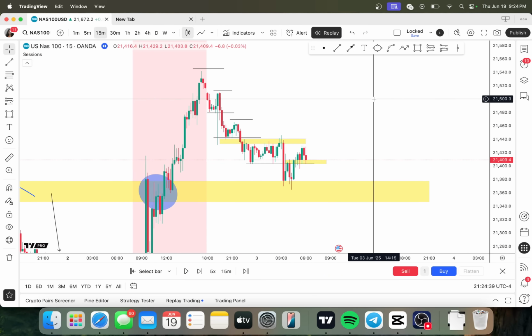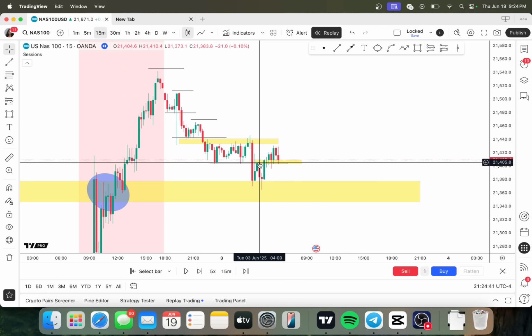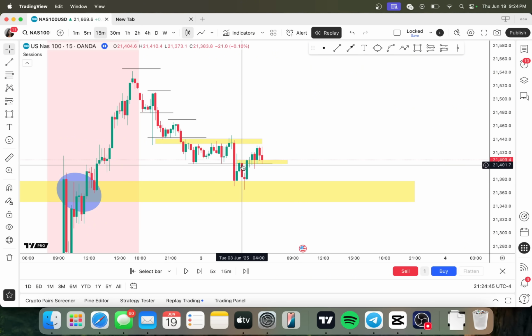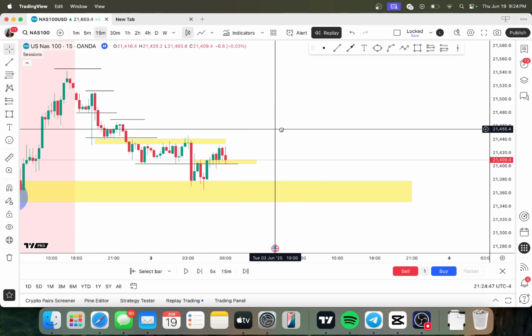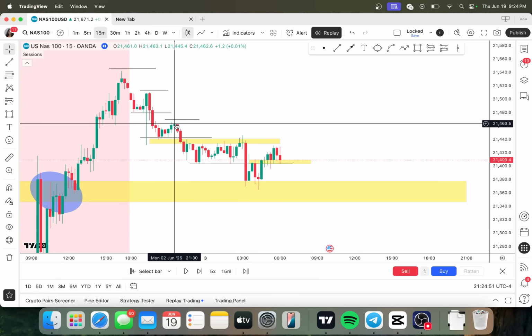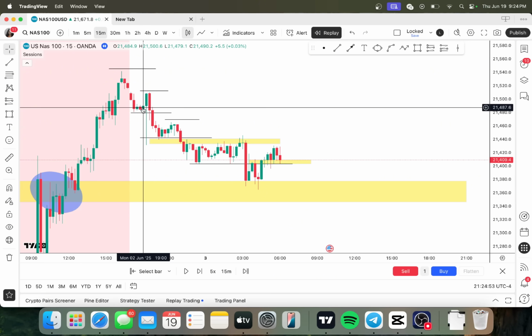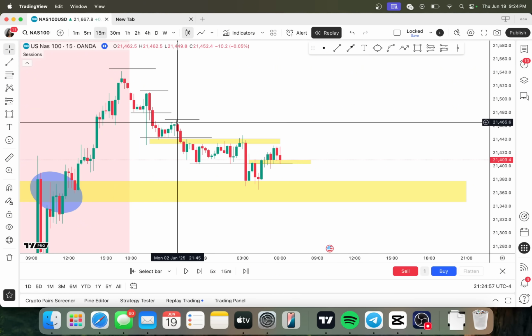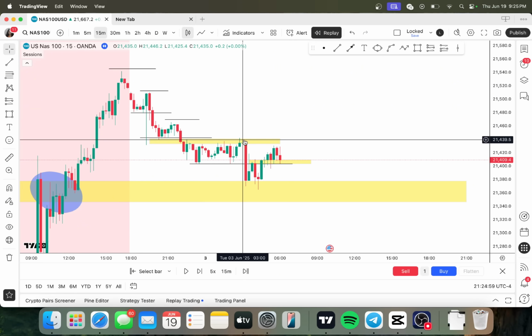Remember, if price is breaking above a lower high, this is letting us know that there are no sellers to keep the market down. So remember, this is our lower high. This is our lower high. This is our lower high. Notice how when price buys up, it hits that lower high and sells, hits that lower high and sells.